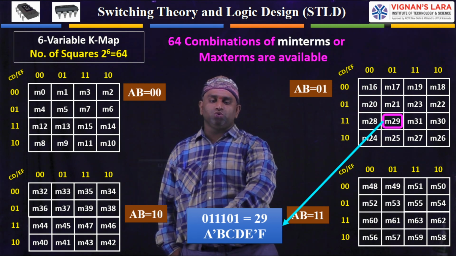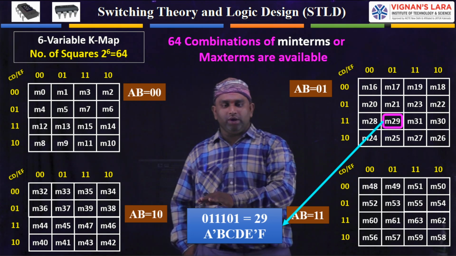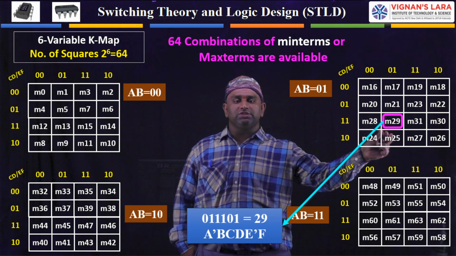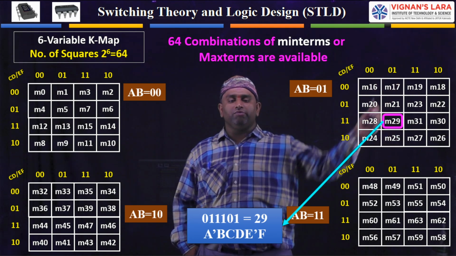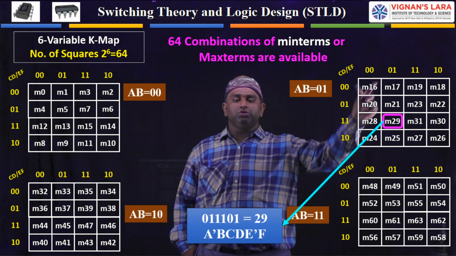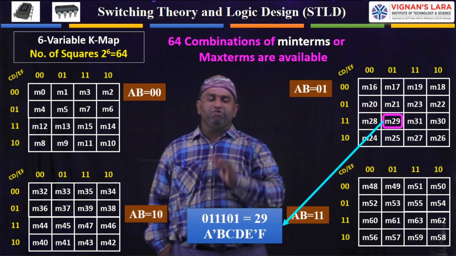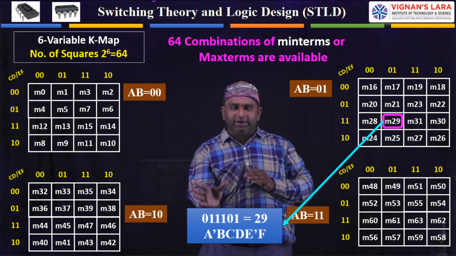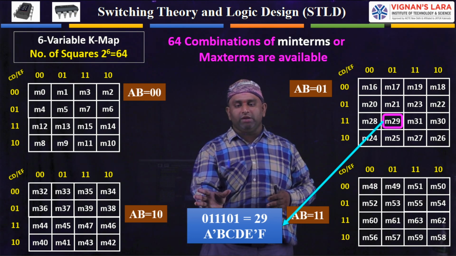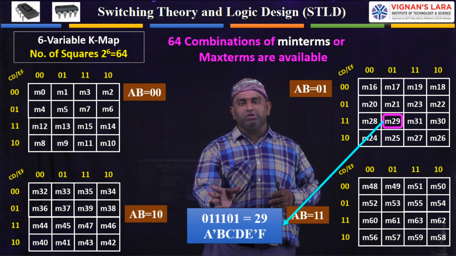So the first 2 digits I have to write are AB, and the AB value is 0, 1. The remaining value you consider from its row value and column value, that is 1, 1, 0, 1. So the final value is 0, 1, 1, 1, 0, 1. This is the final value. Now convert this binary number into decimal. What is the equivalent value of 0, 1, 1, 1, 0, 1?